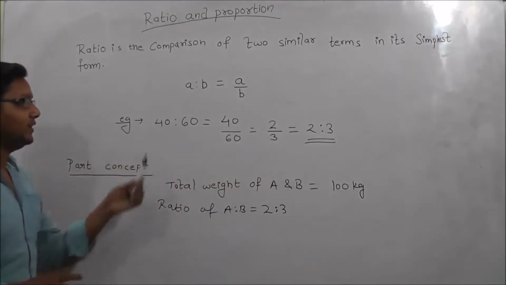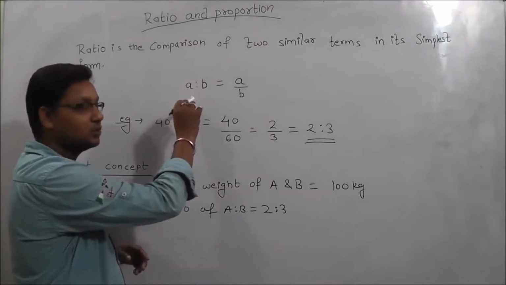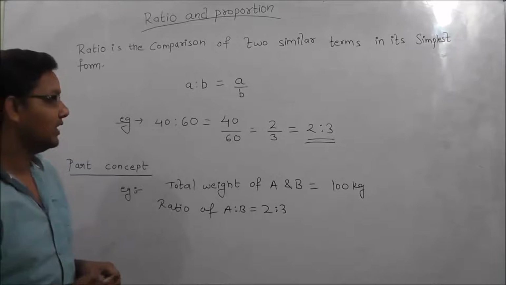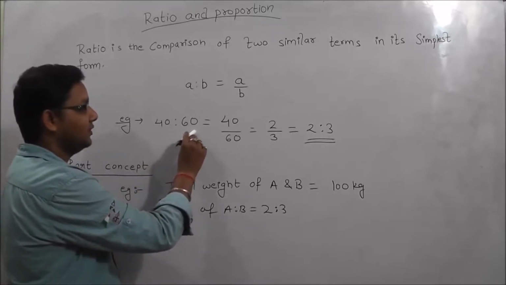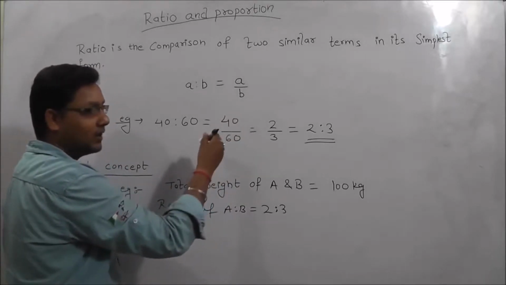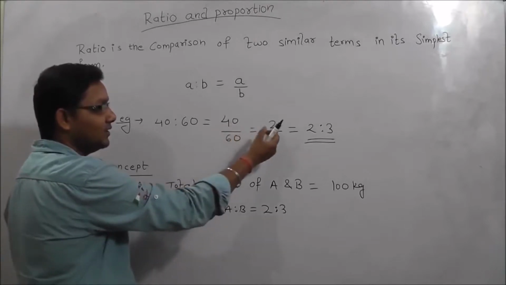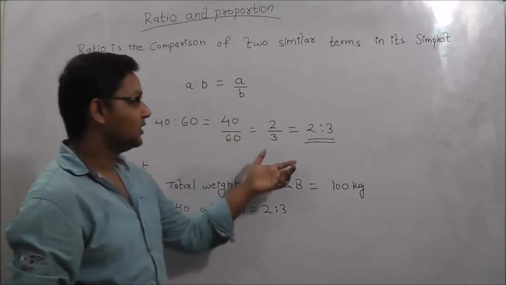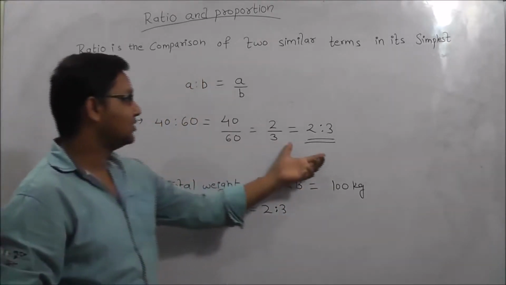So A is to B. This is the sign of ratio, and it is called "is to". A is to B is equal to A upon B. For example, 40 is to 60 is equal to 40 by 60. By cancelling this fraction with 20, we will get 2 by 3. So the ratio is 2 is to 3. So this is the ratio.